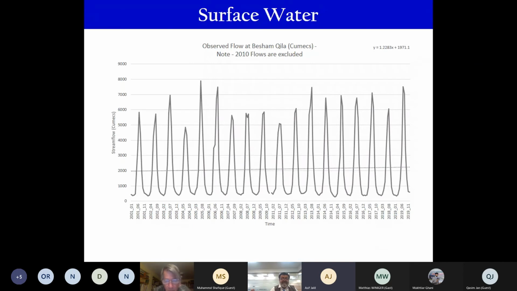You can see the data. This graph shows the variation in the flow from 2001 to around 2019. It is basically the observed flow at Bisham Qila in cumecs, and in 2010. So this flow is increasing a little rather than decreasing, if you see the trend line.